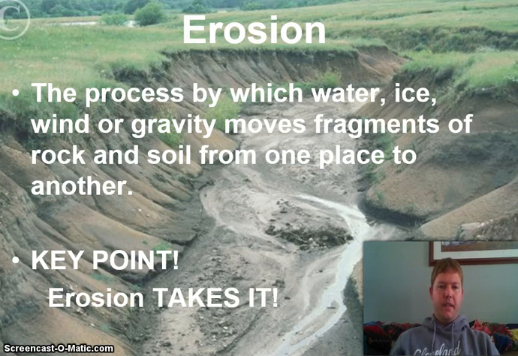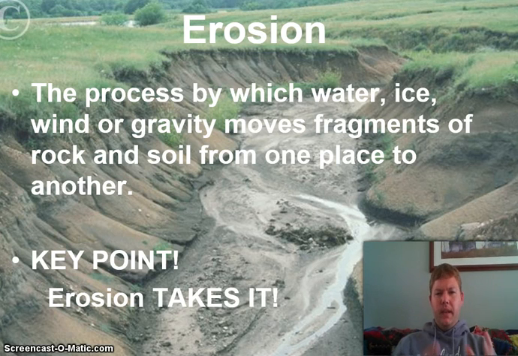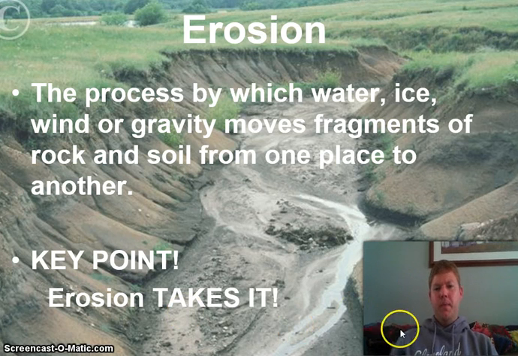Erosion is the process by which water, ice, wind, or gravity end up moving fragments or particles of rock and soil from one place to another. And that's what you see here with this stream. You have soil, water comes through here, takes it off of the bank or the bottom, and carries it over to someplace else. So we're actually moving it. The key point I want you to remember is that erosion takes it. Takes the soil, takes the small rocks, moves it from one place to another.